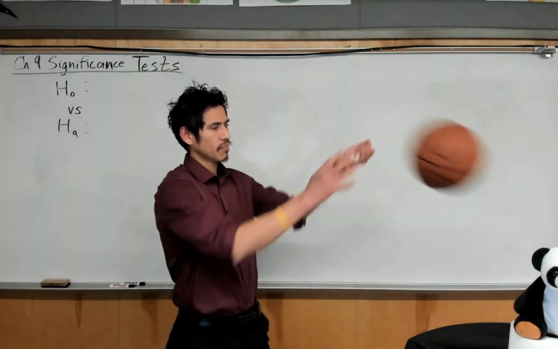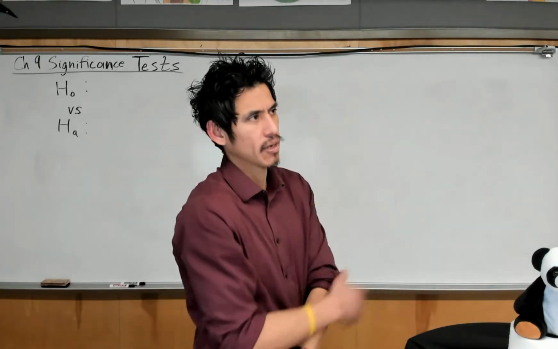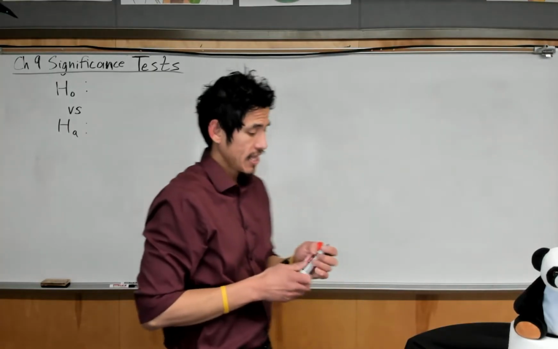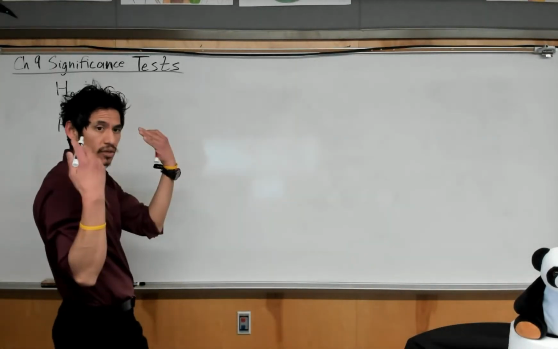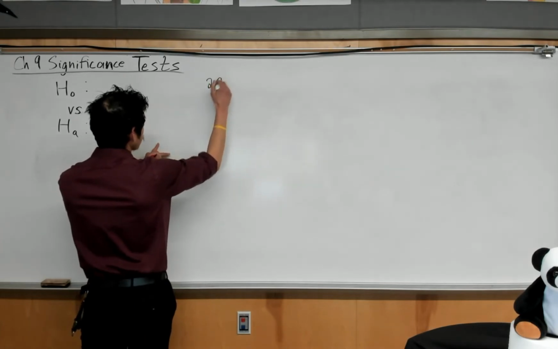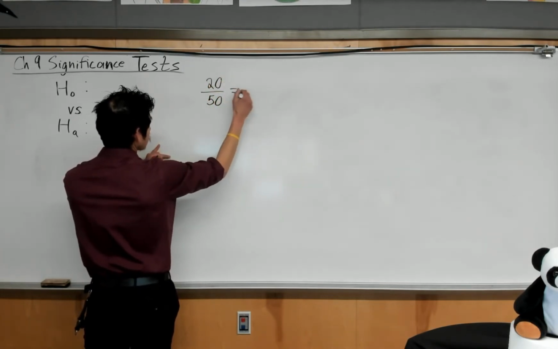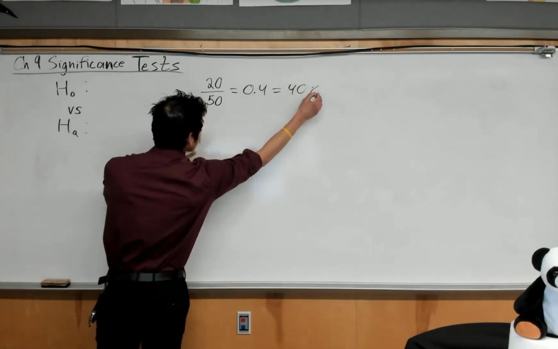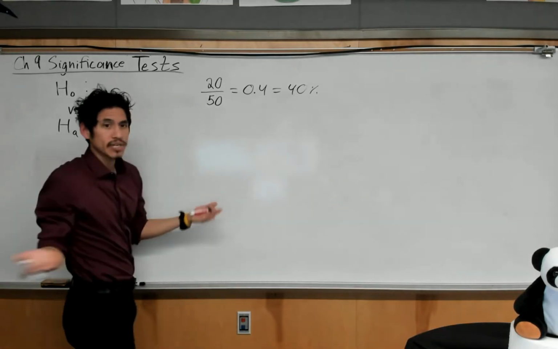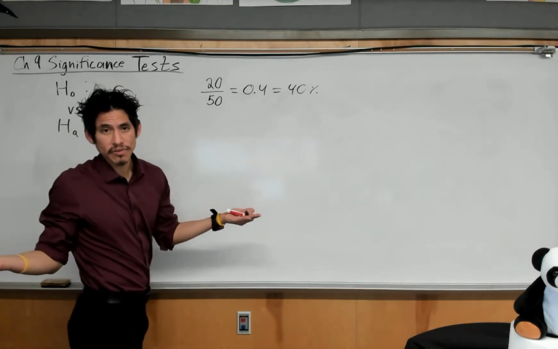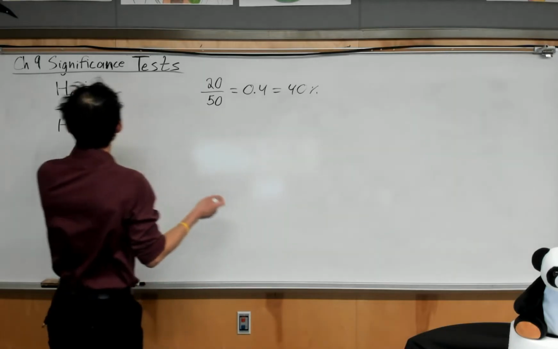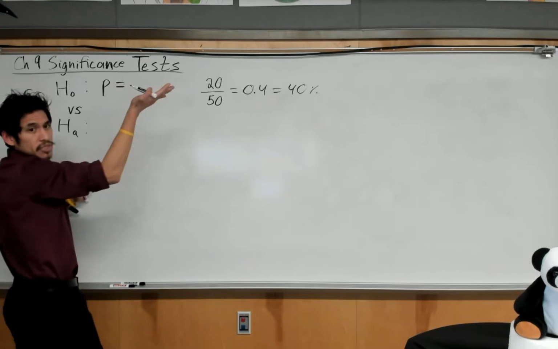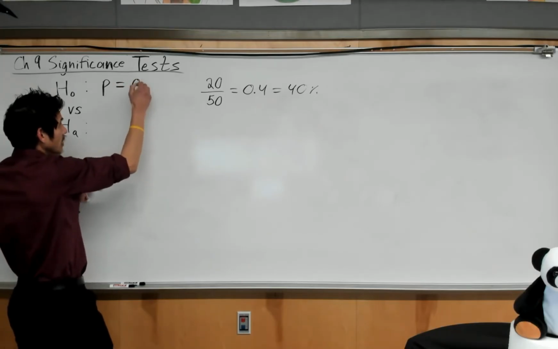I give him my basketball. He doesn't really catch it, but he eventually holds on to it and shoots 50 shots. He makes 20 out of the 50, which is 0.4 or 40%. But he claimed that he was a 90% free throw shooter. That's what the null hypothesis would be. He's claiming that p, his proportion of making free throw shots, is 0.9.